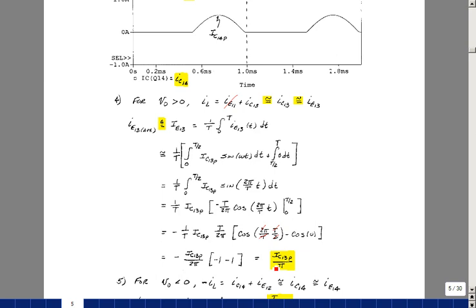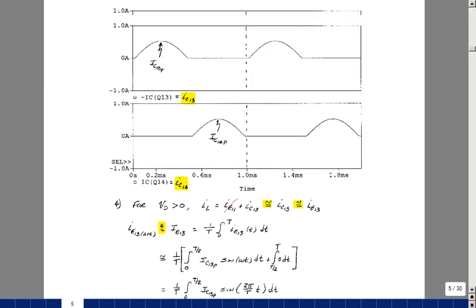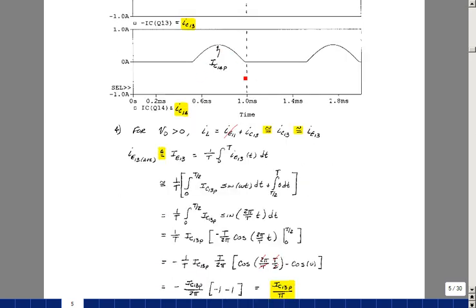We did a similar derivation in 303 for the complementary pair. So for a half-wave rectified waveform, which is really what this looks like, over a period the average value is just going to be the peak divided by pi. Similar derivation for this one because the shape is the same over a period.